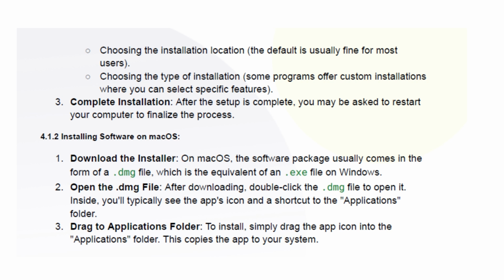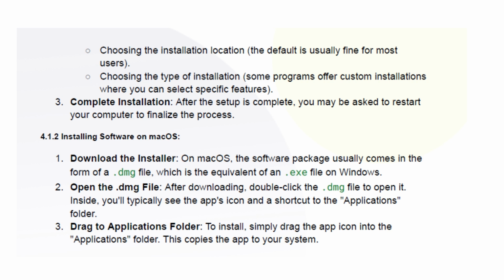The next point here is choosing the installation location. You really don't need to do that, unless you want to install that software to a specific location. If not, you don't need to choose a location. Your computer automatically installs your software to the default location, which is under your Windows in your local disk. Then also you can choose the type of installation, depending on the software you are installing.